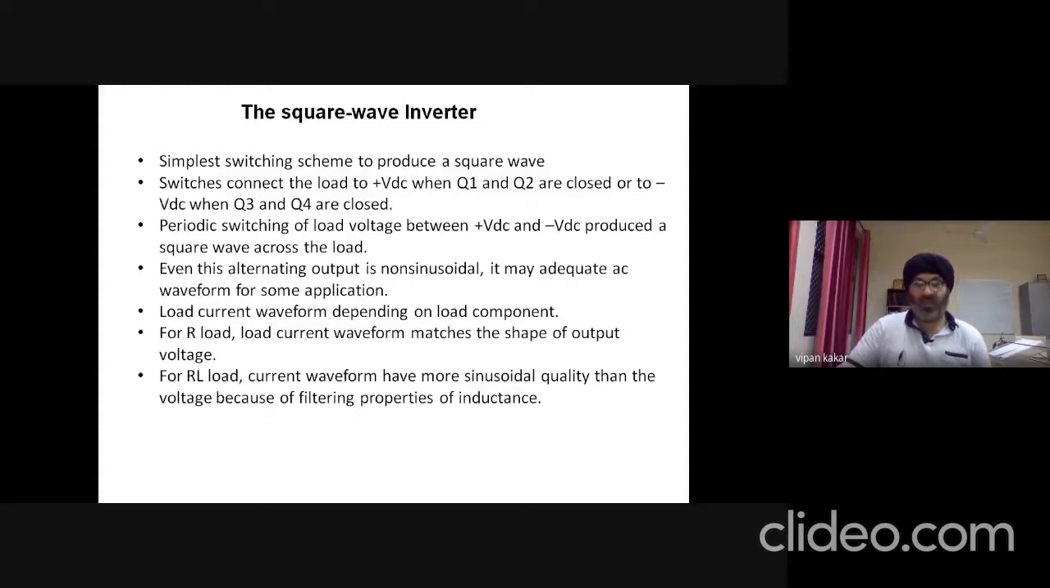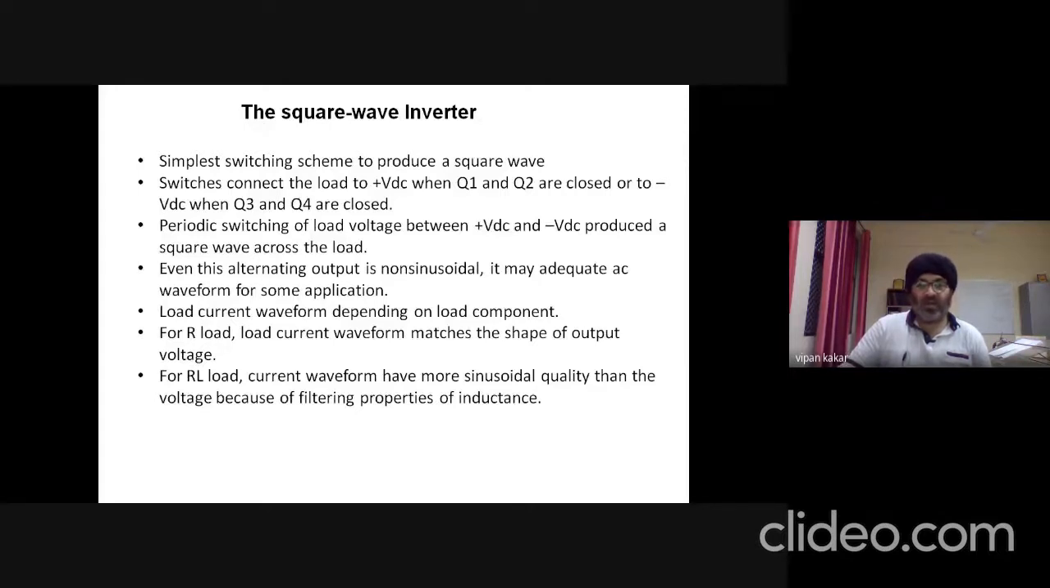Square wave inverter, we have just seen this one in the previous circuit using this circuit analysis as well as the graphical analysis. So this is called a square wave inverter because at the output we get a square wave. It is the simplest of the switching schemes to get a square wave at the output. Switches connect the load to VDC when Q1 and Q2 are on, and to minus VDC when Q3 and Q4 are on. Periodic switching of load between plus VDC and minus VDC.